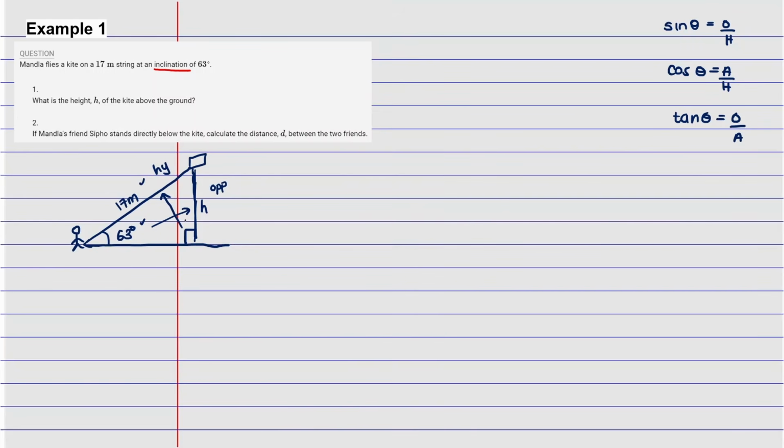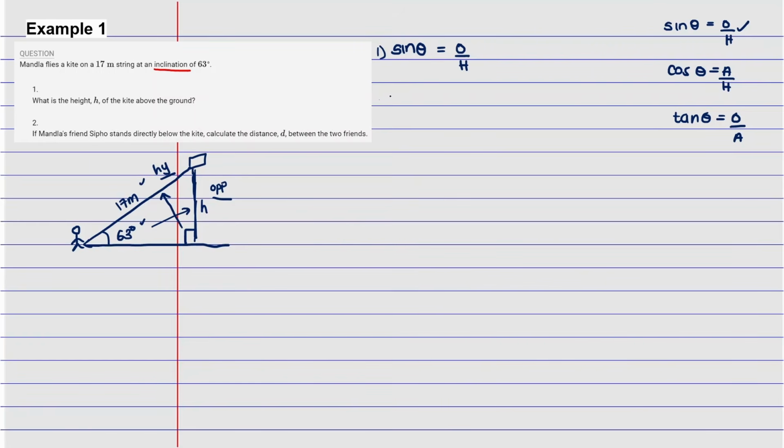So looking at this, what do we have? We have opposite and hypotenuse. Which one is opposite and hypotenuse? It's sine. Do you see that? So we're going to use sine. So for the first one, it's going to be sine theta is equal to opposite over hypotenuse.